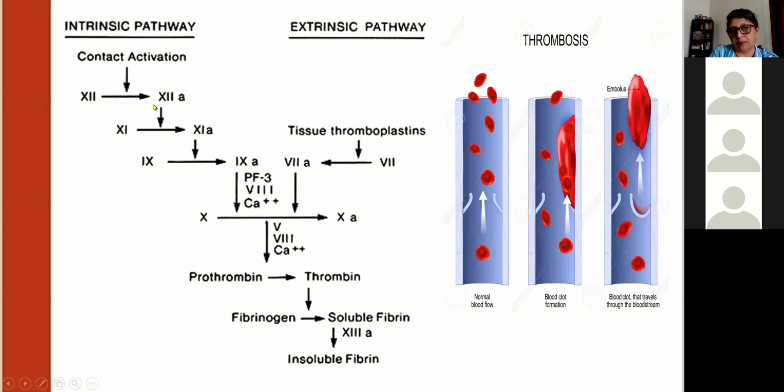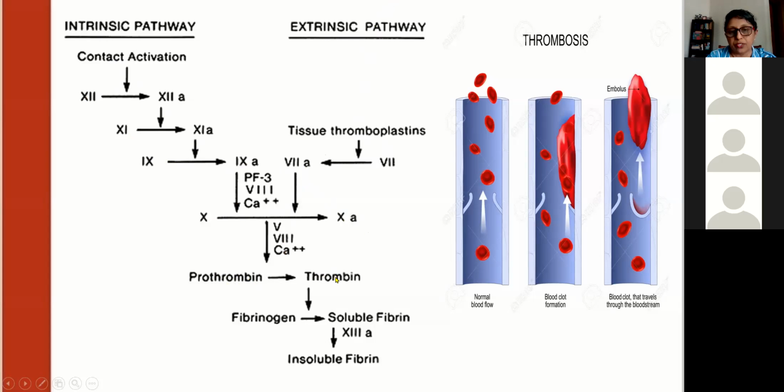First 12 is converted to 12A. Then 12A will act on 11 to 11A, then 9 to 9A, then 10 to 10A, and 10A will convert prothrombin to thrombin. That is the intrinsic pathway. In the extrinsic pathway, it is 7 to 7A, and again it comes to the combined pathway, 10 to 10A, converting prothrombin to thrombin.